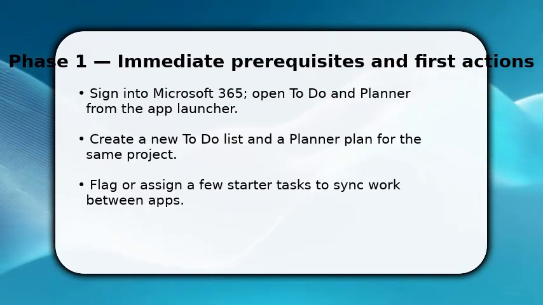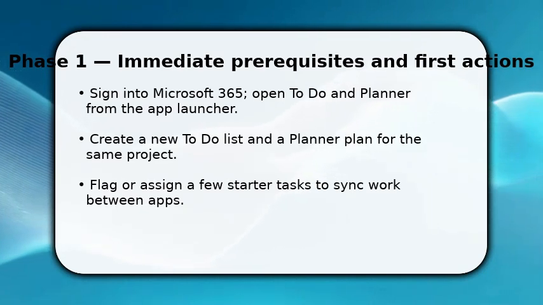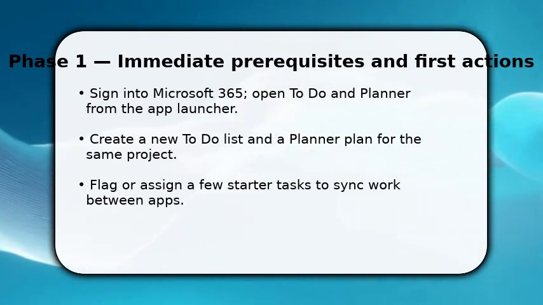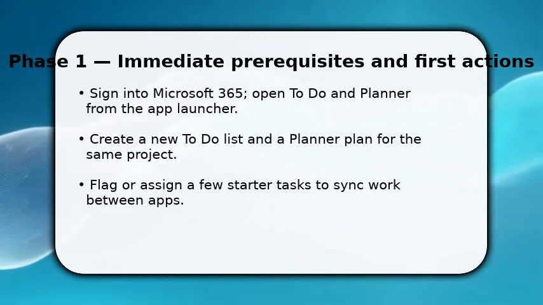You'll begin by signing into Microsoft 365 and launching both To-Do and Planner. This connects your work. Once signed in, create a focused to-do list and then a matching planner plan so roles and timelines align. Next, add 3-5 starter tasks, give each a short title, and either flag them in Outlook or assign them to a person in Planner.